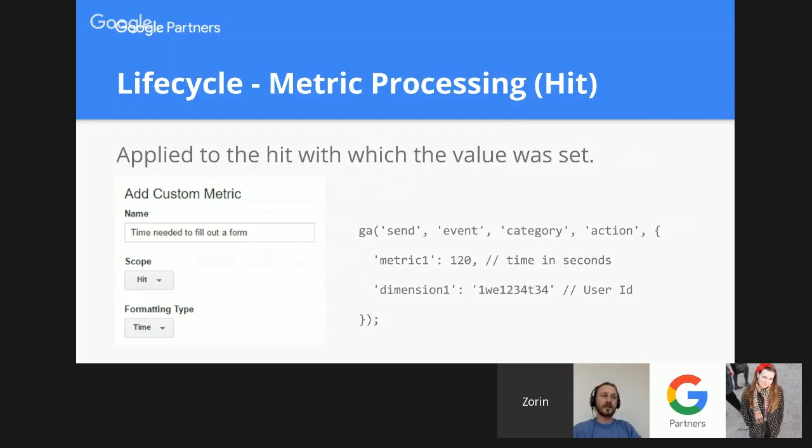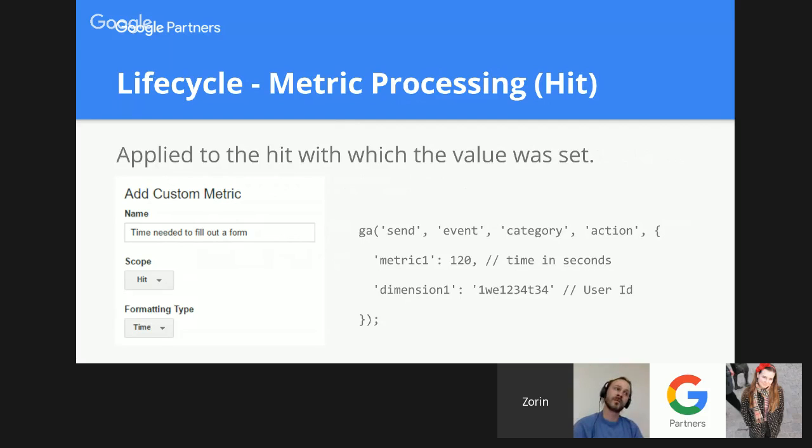This is how these are applied to the hit. So this is basically the hit level. The definition by itself is really, really simple. So for instance, if you want to measure the time needed for a person to fill out the form, on the left side, you see the basic definition of the custom metric inside administration. So it's only a name, then you define the scope as hit, because in this case, it doesn't have anything to do with products or with e-commerce tracking. And in this case, we choose the formatting type, which is time. As said before, you can choose integer, you can use currency, and you can use time.